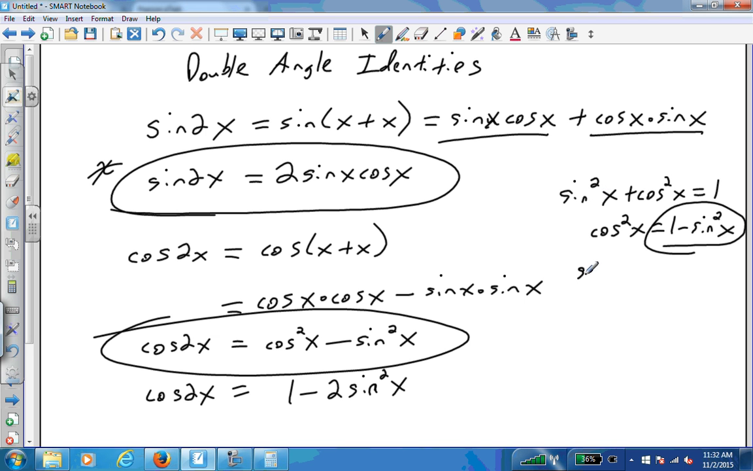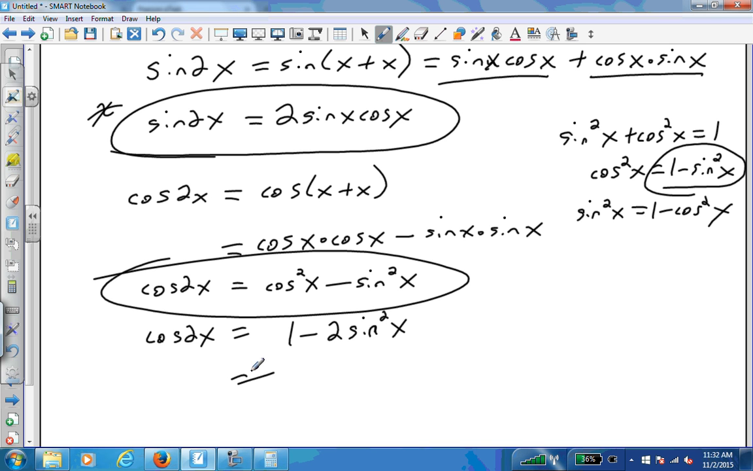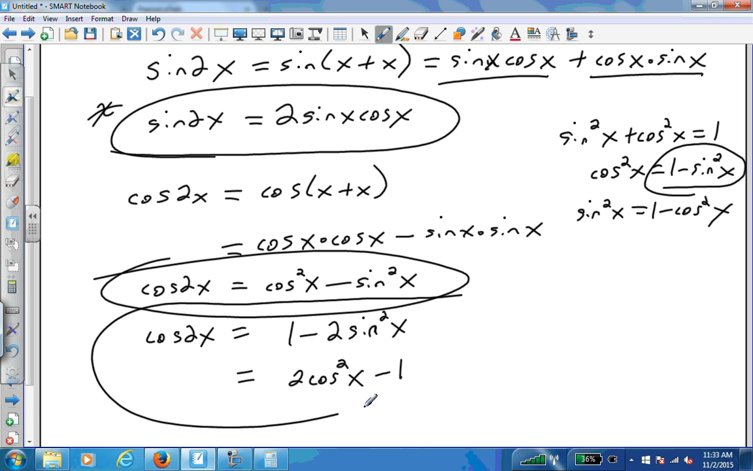Or if we isolated sine squared, that is the same thing as 1 minus cosine squared. Substituted that in place of sine squared, we would get 2 cosine squared minus 1. So all 3 of these are equivalent to cosine of 2x. This is kind of the standard cosine 2x. But sometimes when we take cosine 2x and replace it, we only want either sines or just cosines. So if we want just sines, we would use this version. If we wanted to replace cosine 2x with just cosines, we would use this version. But all three of those are equivalent.